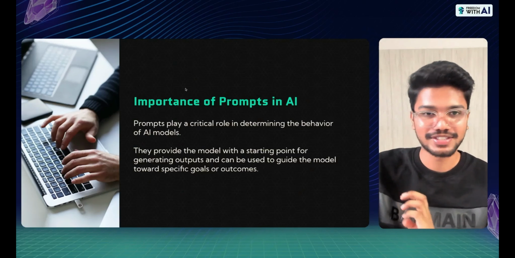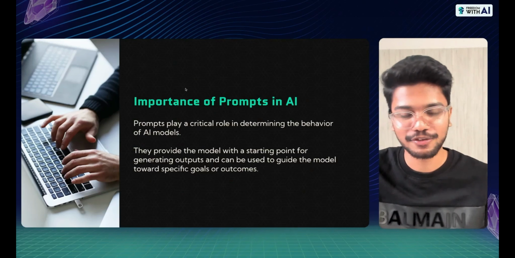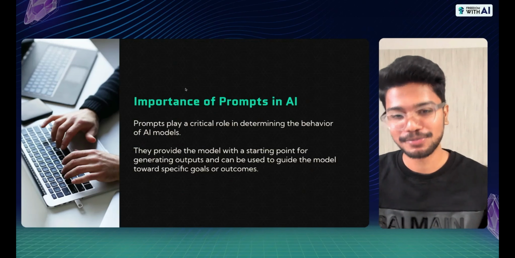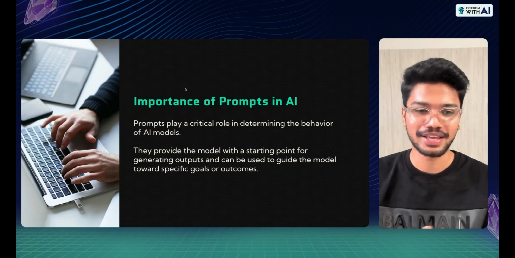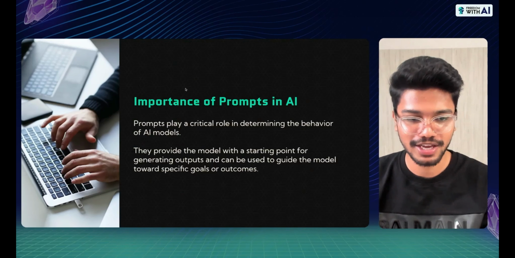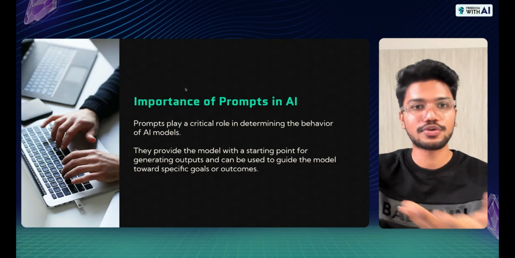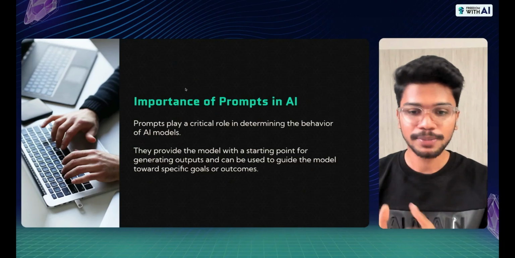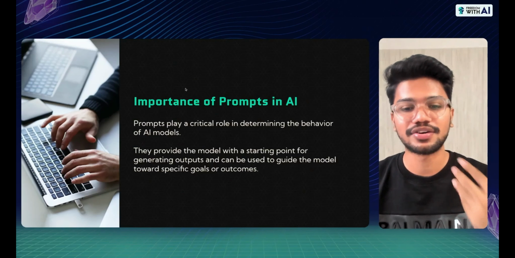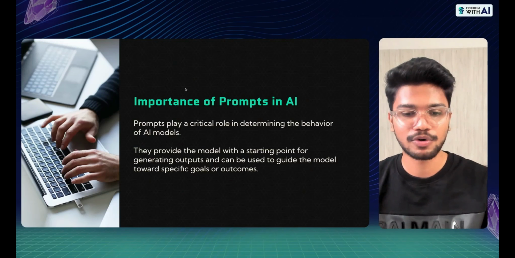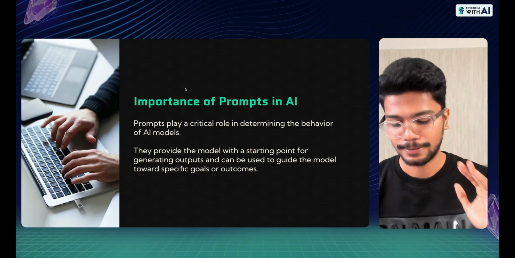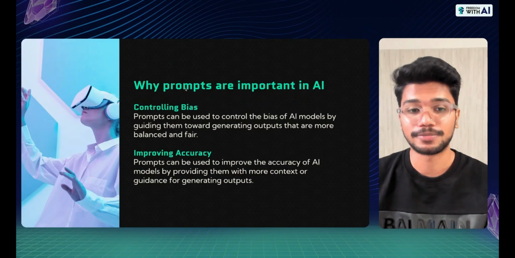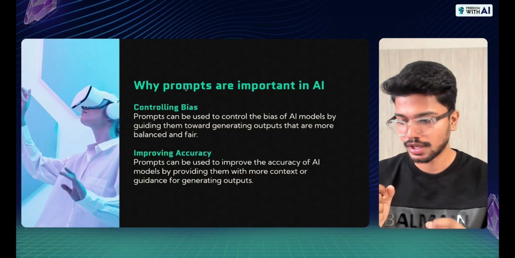Like once this is done and you get Neuralink, maybe that's a different scenario. But right now, prompts play a crucial role in determining the behavior of AI models. You give a prompt, you ask a question, you get an answer. If you don't ask questions, you don't get answers. As simple as that. They provide the model with a starting point for generating outputs and can be used to guide the model towards a specific goal or outcome. As simple as that.